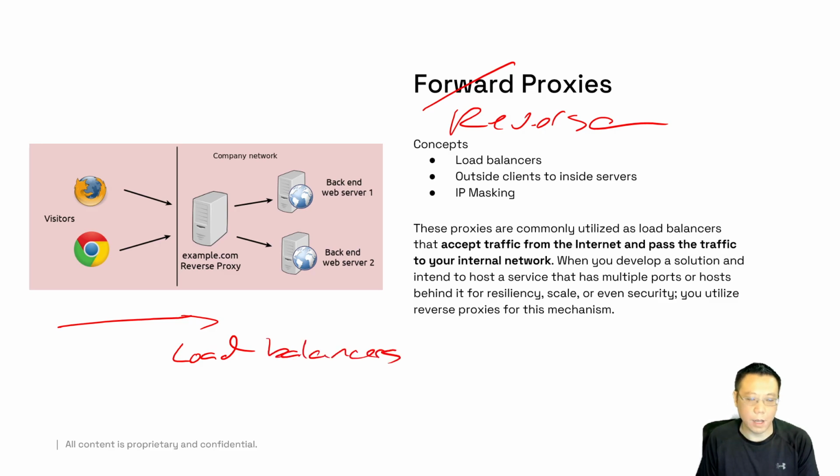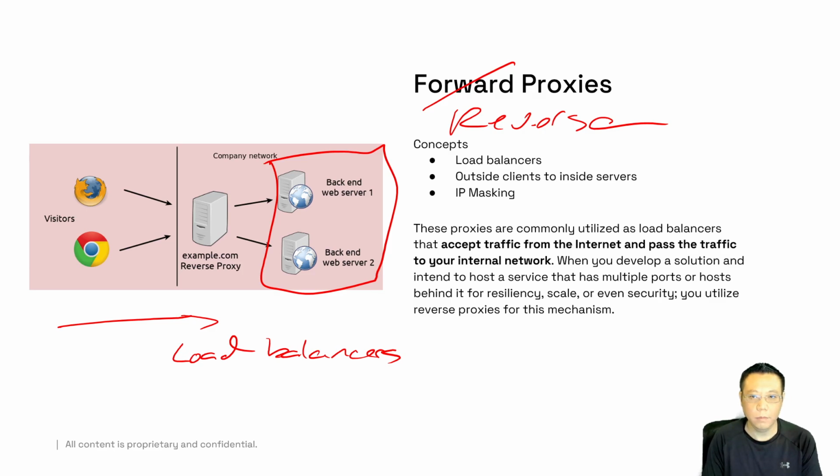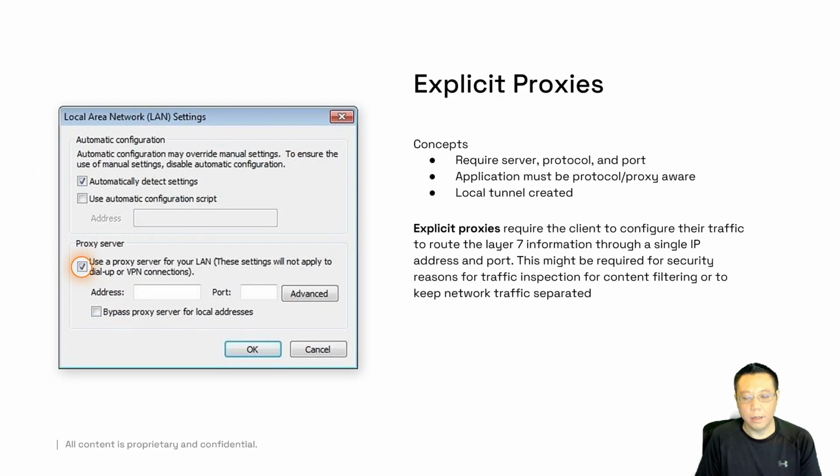Load balancers are exactly what it sounds like. It balances loads coming inbound to any kind of backend. So you might have multiple web servers for the sake of scalability, handling multiple traffic clients. All right, remember, reverse proxies accept traffic coming in from the internet, not going out. Now, in addition to the direction, proxies also can be explicit or transparent.